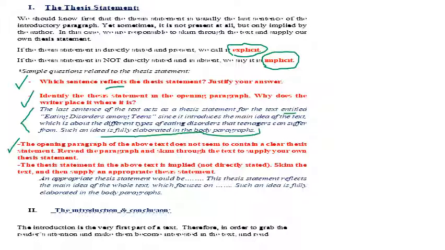The opening paragraph of the above text does not seem to contain a clear thesis statement. Reread the paragraphs, of course, and skim through the text to supply your own thesis statement. Of course, when the thesis statement is just implied and I want you to write your own, you cannot ever write a thesis statement without skimming the text very carefully in order to come up with the author's main idea. Reading it, you notice that the author writes, let's say he's talking about the effects of smoking among teens, heavy coughing, lower concentration, high allergy numbers.